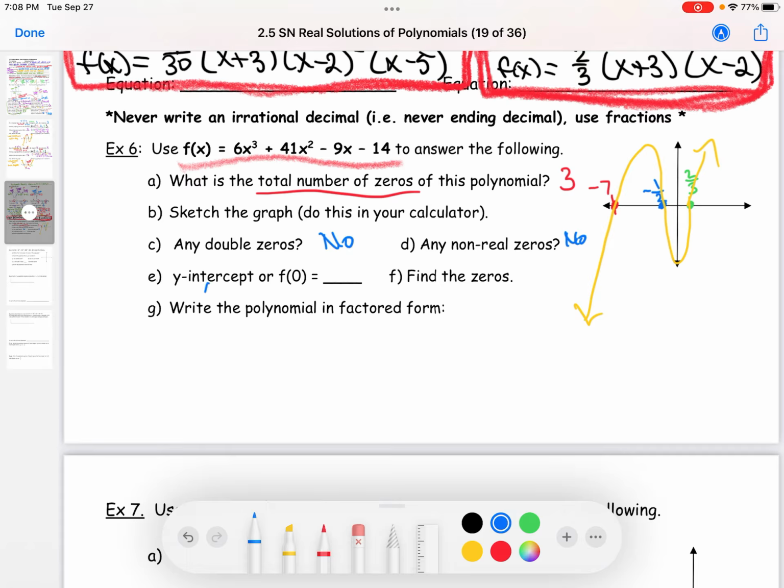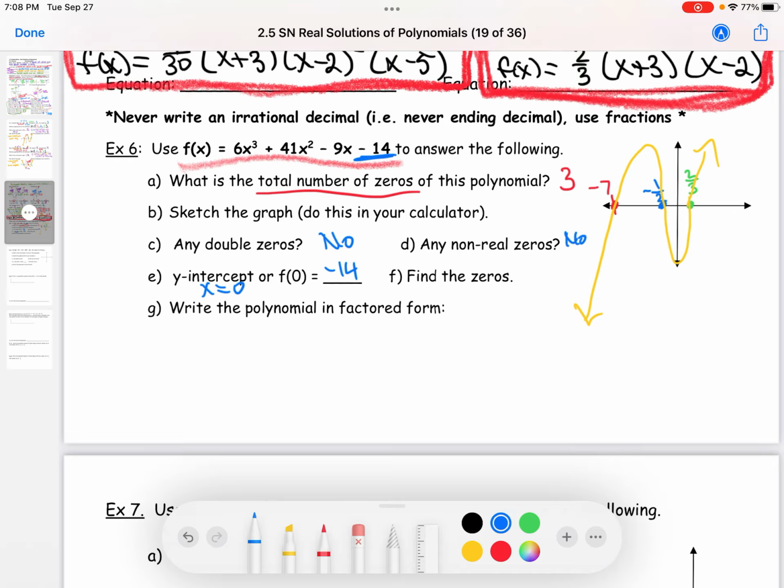Now, remember the y-intercept is where x equals 0. If you look at this equation, every term with an x zeroes out when you plug in a 0. So that y-intercept is just the constant. It's negative 14. If you plug in 0 for x, every term with an x is going to zero out, leaving you with just the constant.